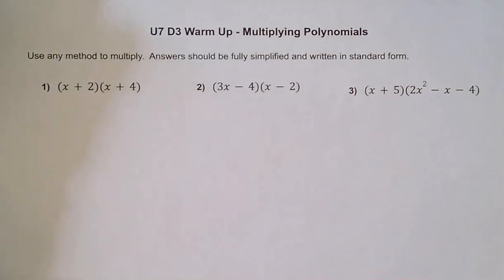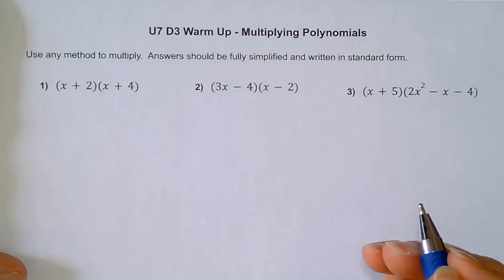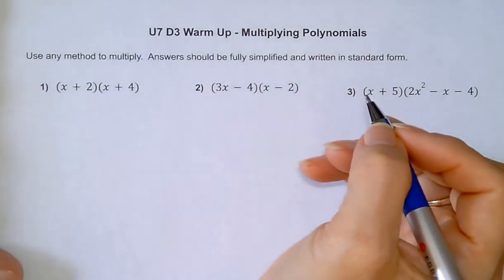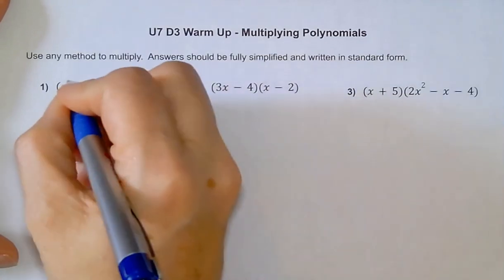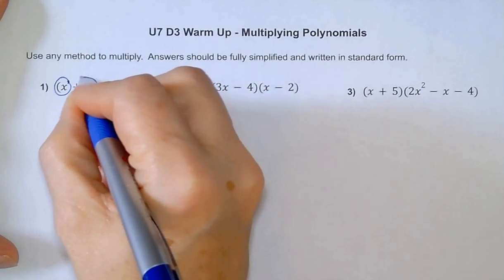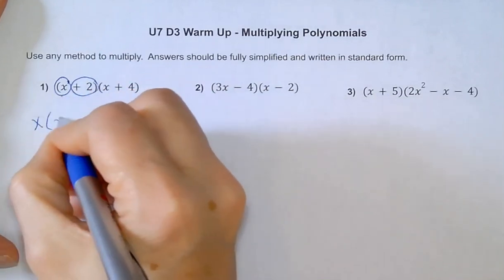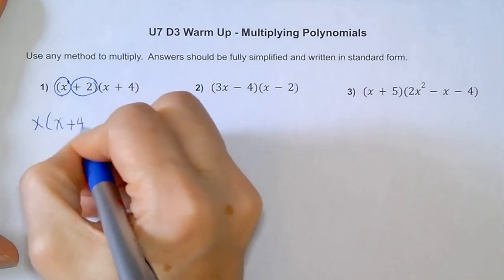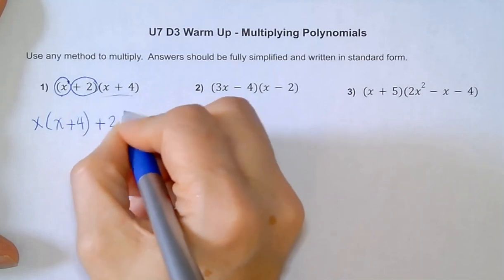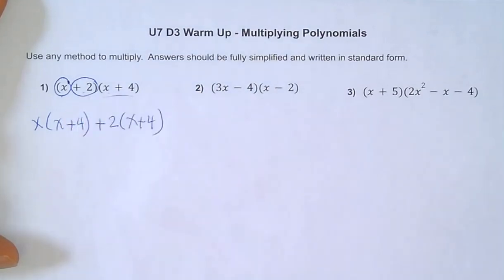So I suppose I'll just do distributive for this first one. It doesn't matter which method you choose though, so I'm going to distribute this first term to my second binomial, and then I'm going to distribute this second term, okay? So my first term is x, and I'm going to distribute that times x plus 4, right? Then I'm going to combine it with 2 times x plus 4, the second term multiplied across.